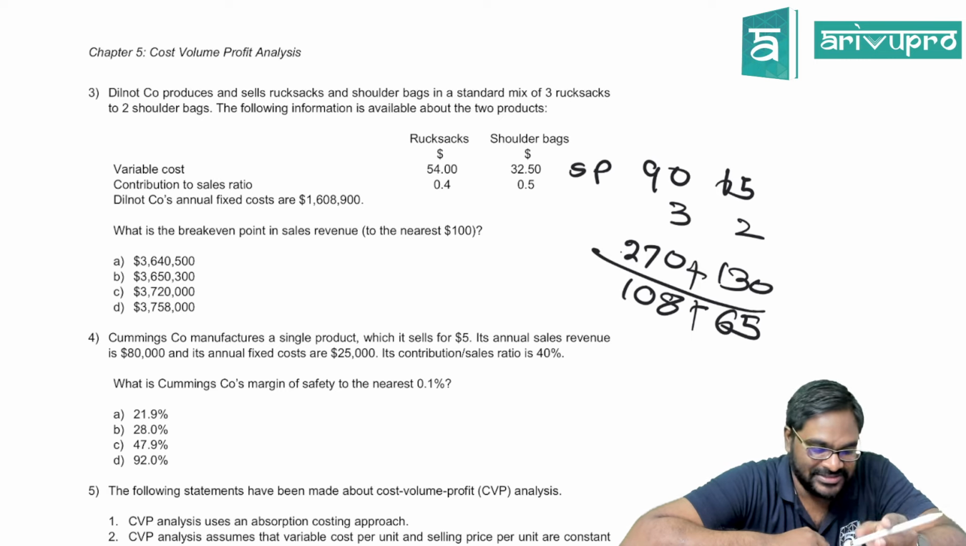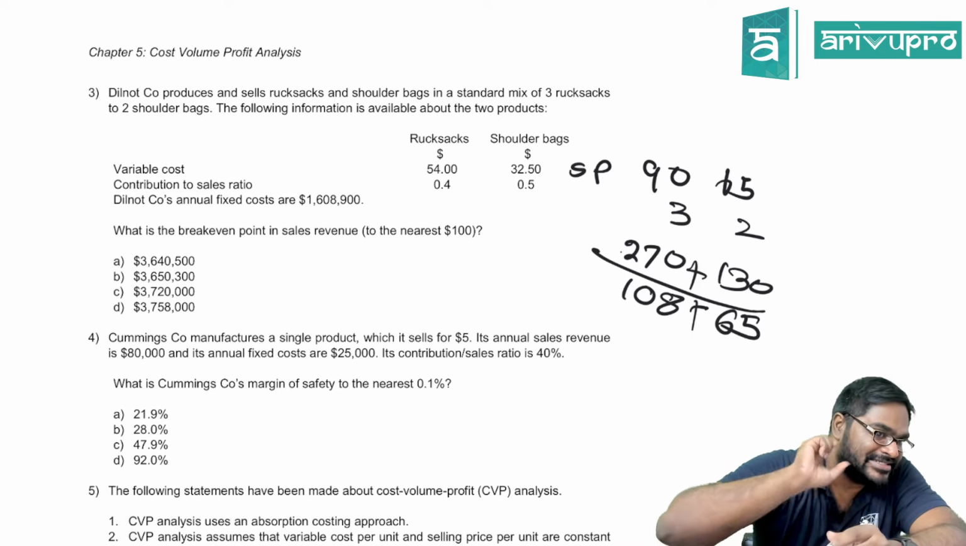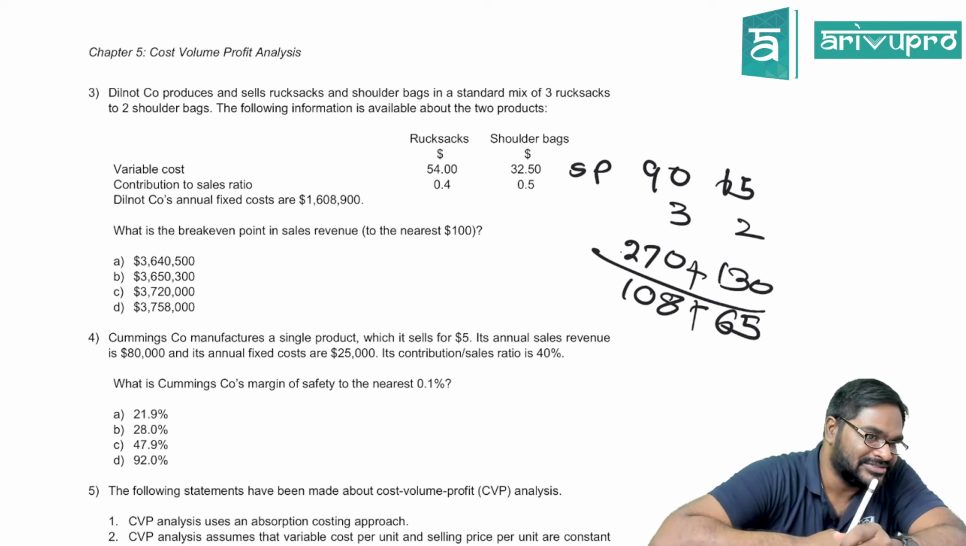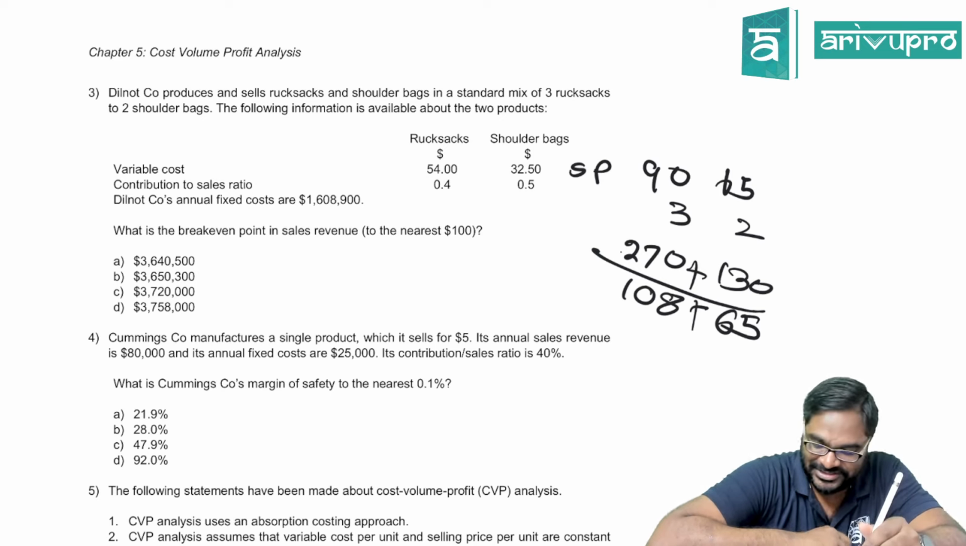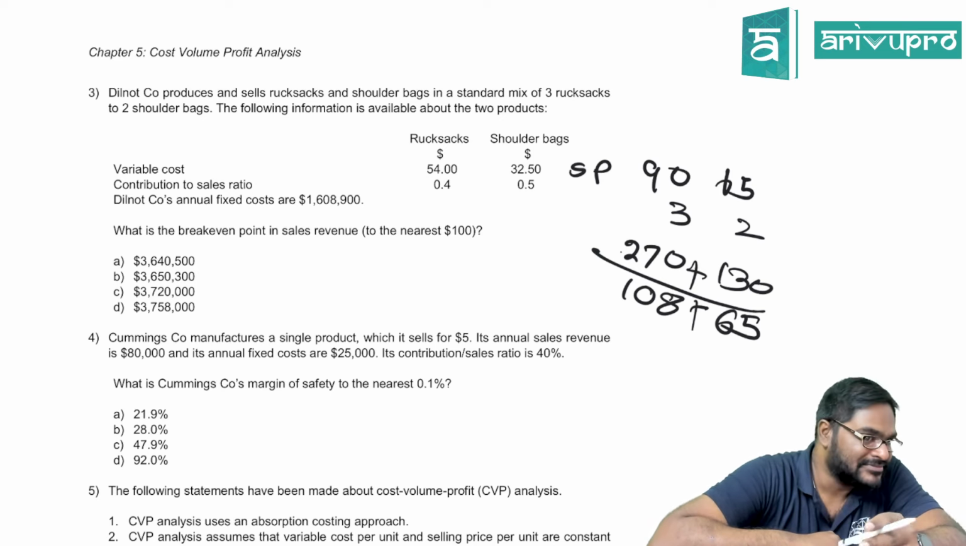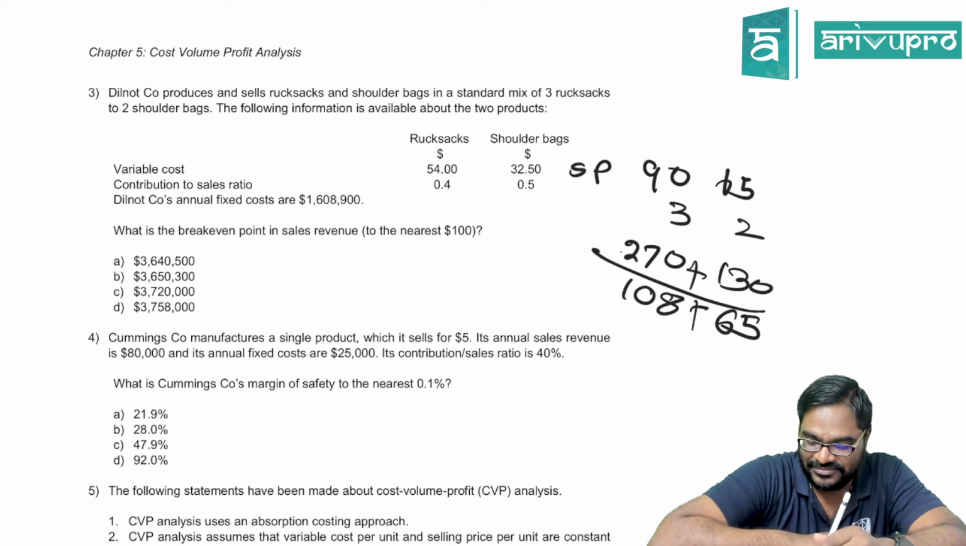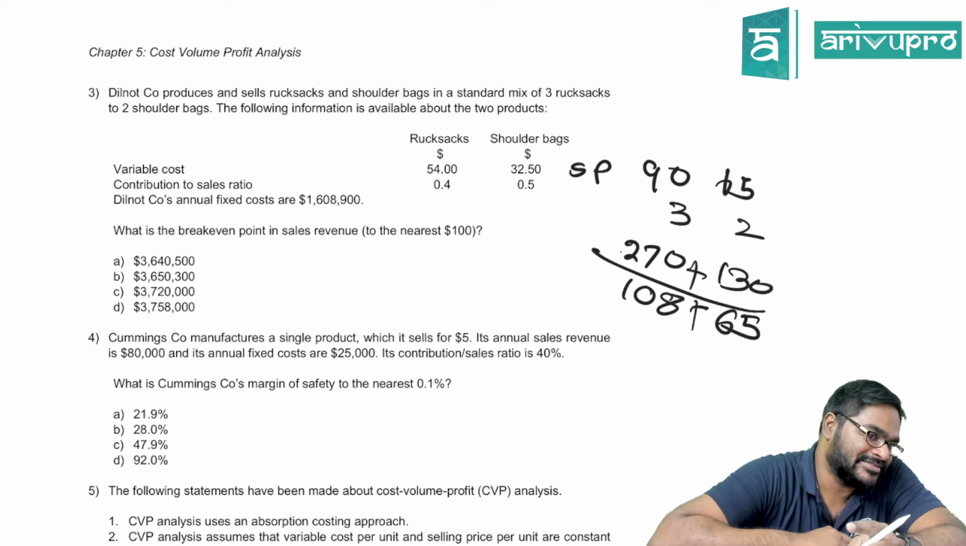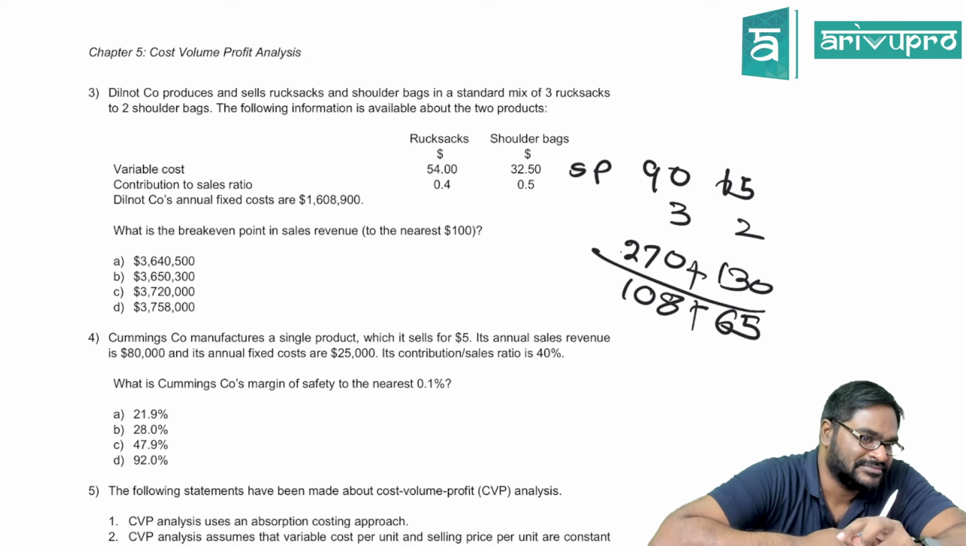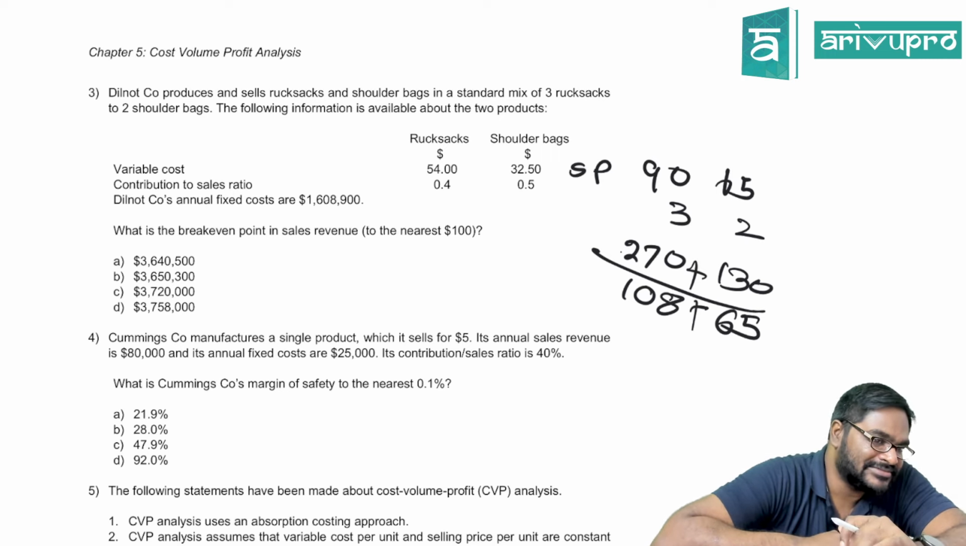So how much is your CS ratio now? Weighted average CS ratio. 2 to 7. So 270 plus 130 divided by 108 plus 65. 100 by 108 divided by, we should calculate the percentage. No, just take the decimals.